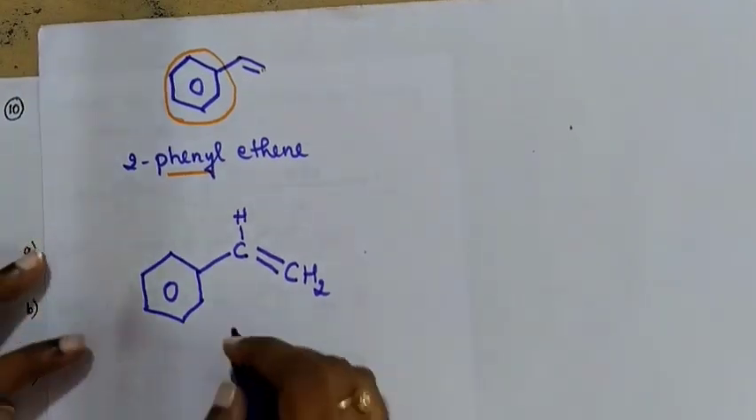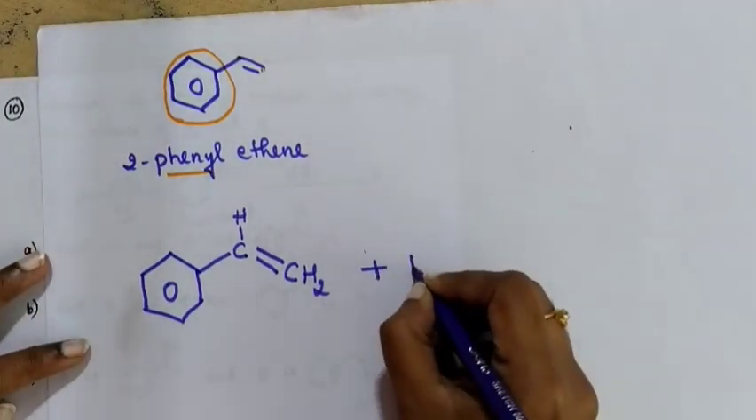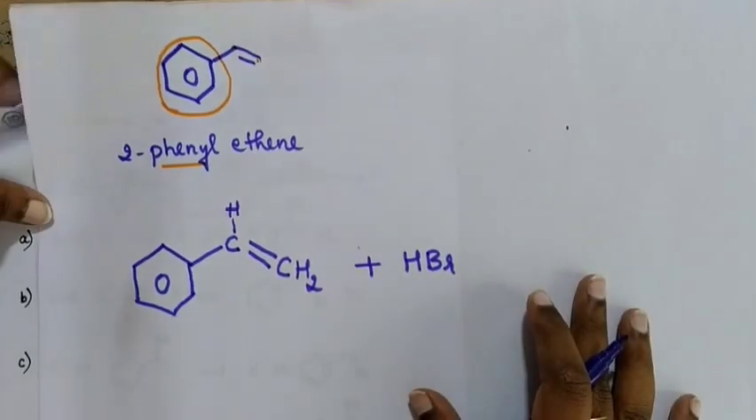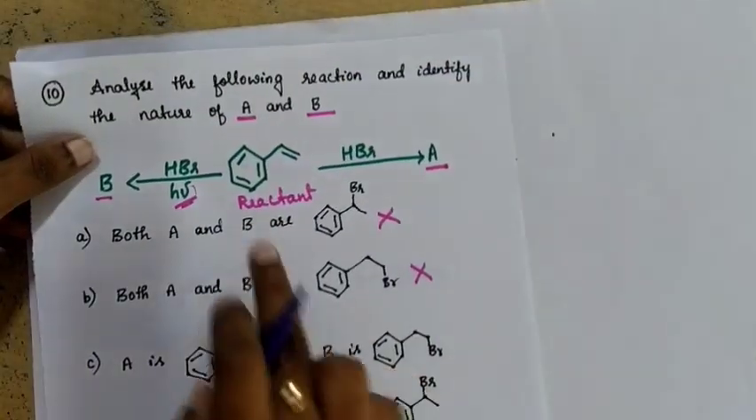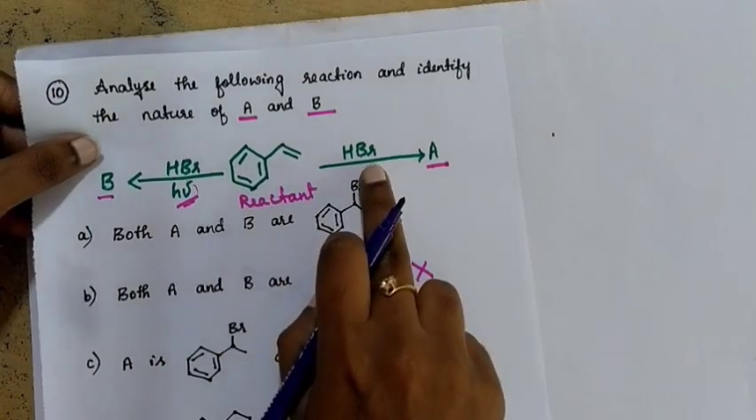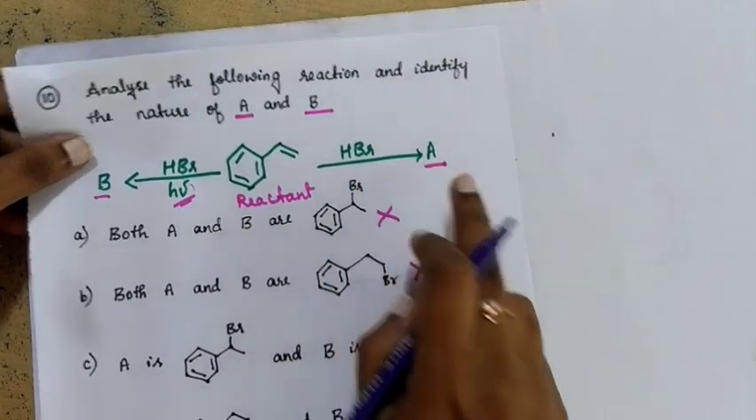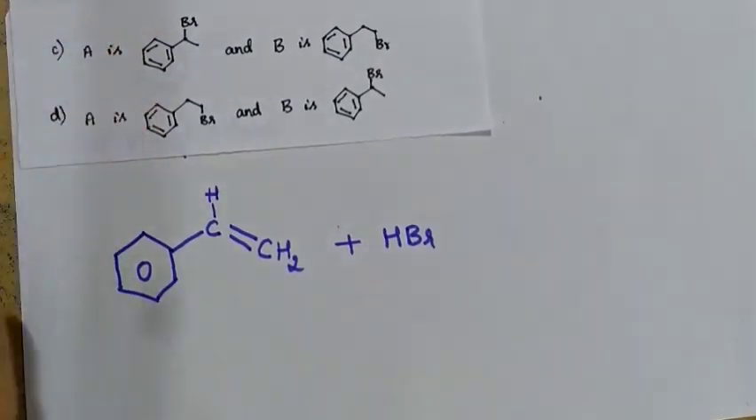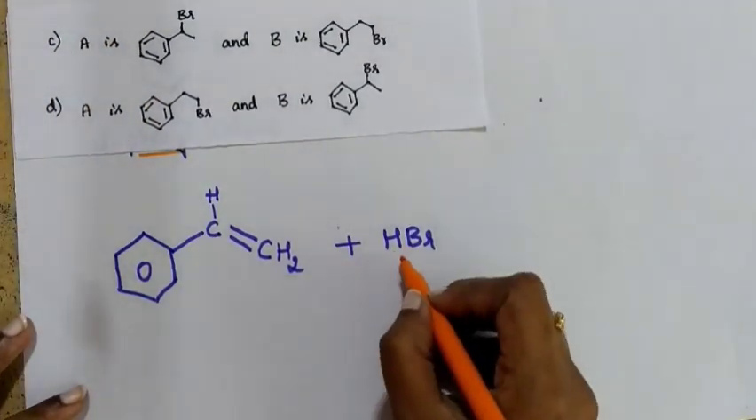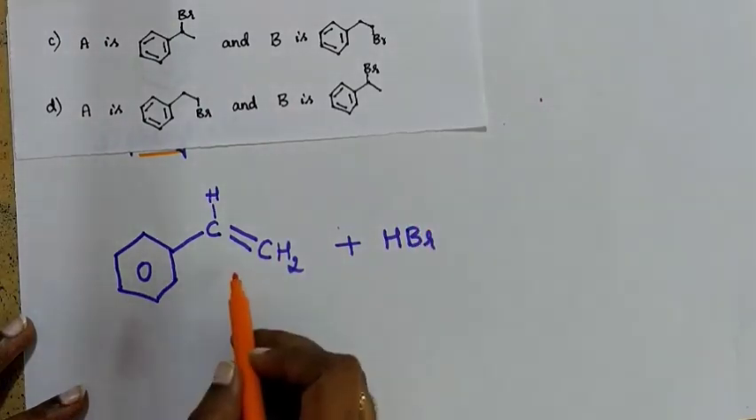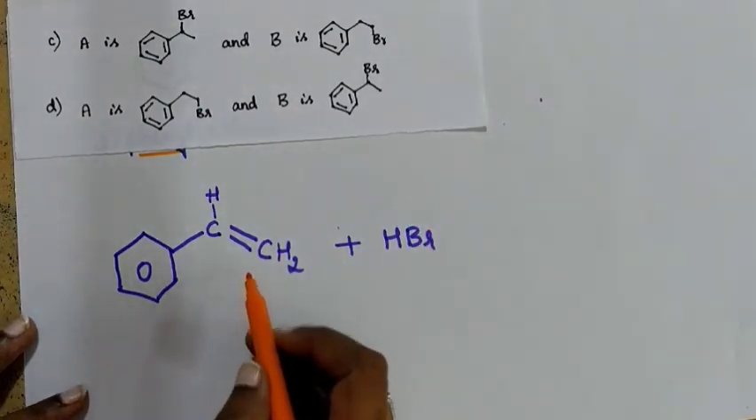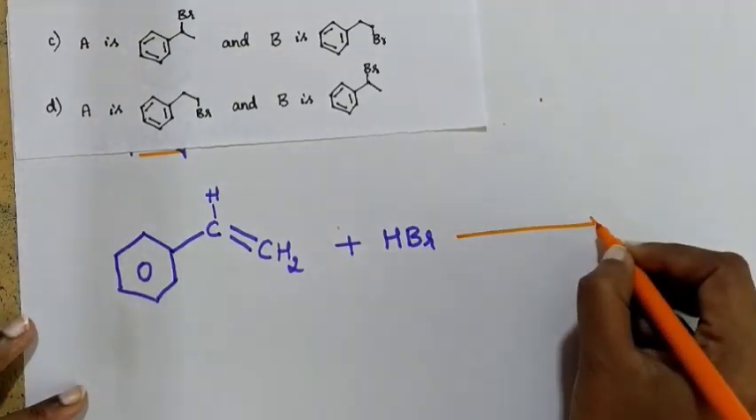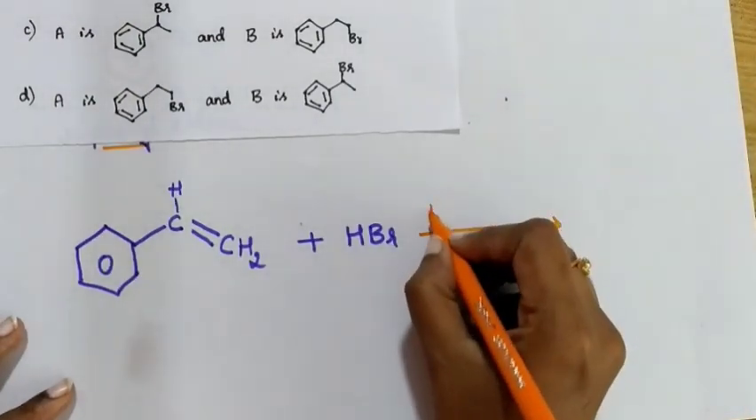Correct? And this reactant is going to react with HBr in our first condition. See the question again. This reactant will react with HBr in our first condition to form product A. So let us do that reaction now. See, you can observe here hydrogen bromide is going to react with an alkene again. Correct? So when this is a reaction, it is going to follow which rule? It will follow Markovnikov rule.